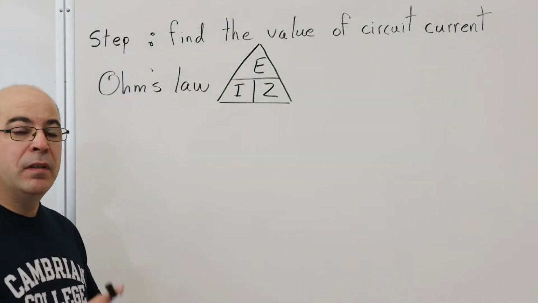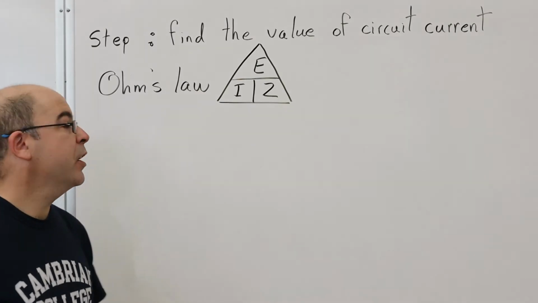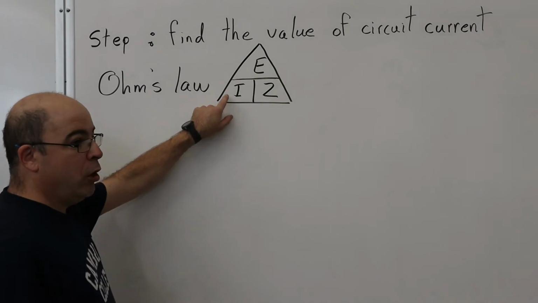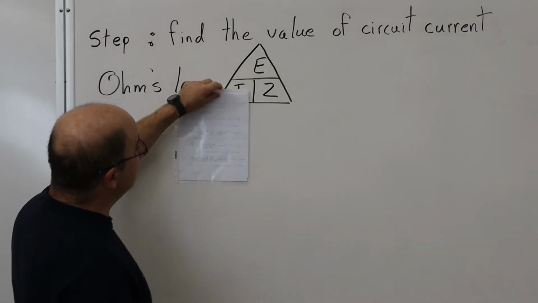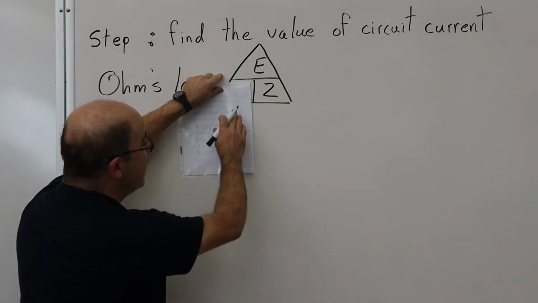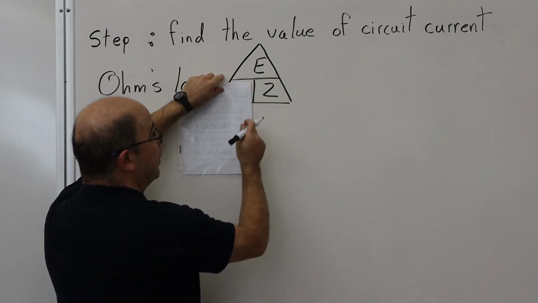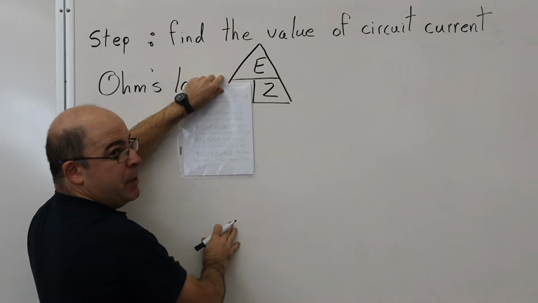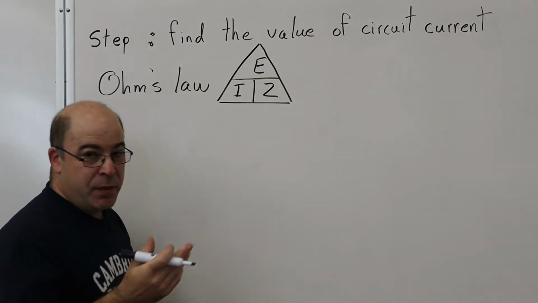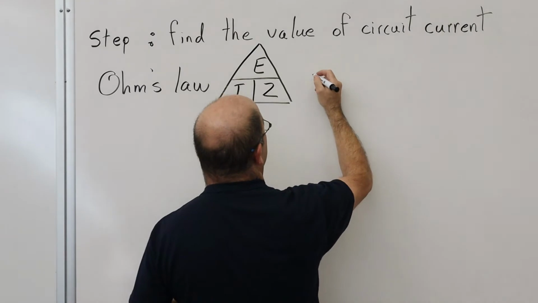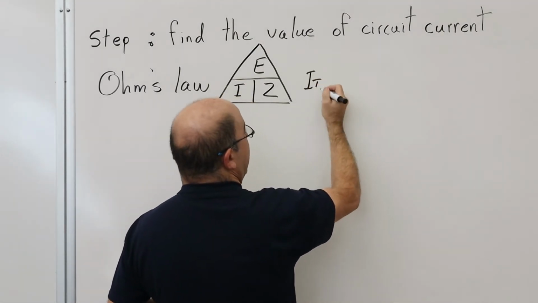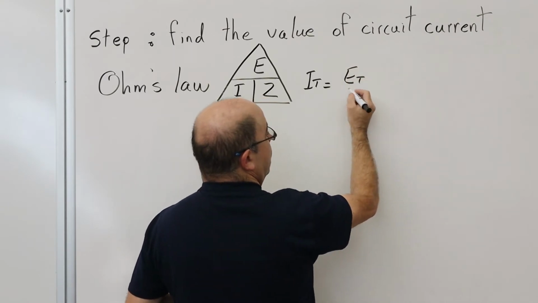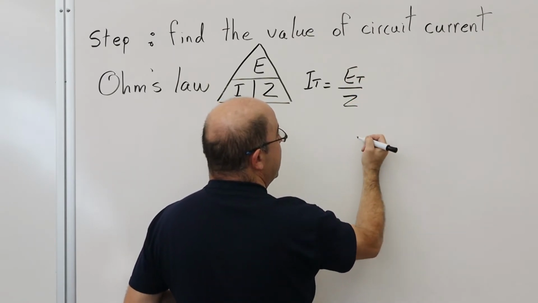Our next step, find the value of circuit current. Now I've drawn the Ohm's law triangle, and if we're looking for current, we're simply going to use that age-old trick where we cover up the I and we see that we're going to need to take the applied voltage and divide it by the impedance. That's going to give us the following formula. I total is equal to E total divided by impedance.